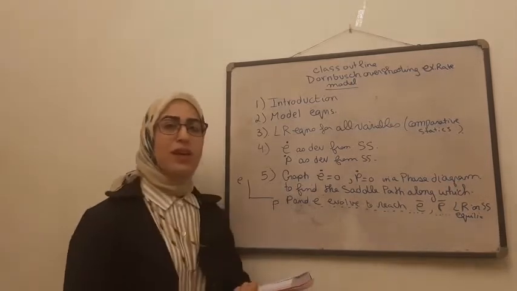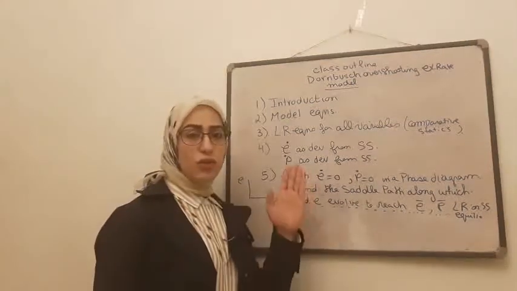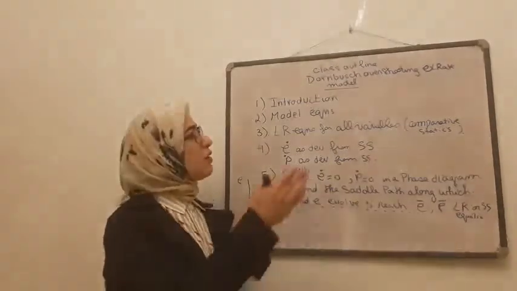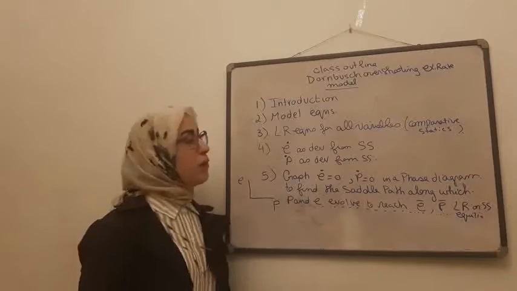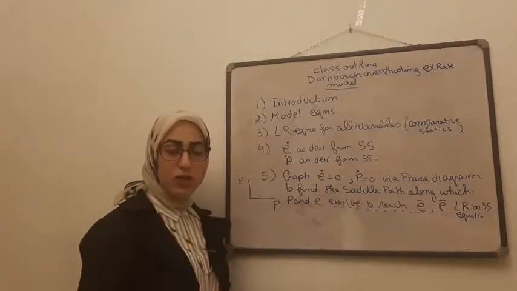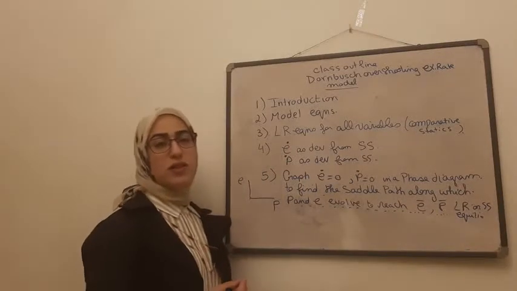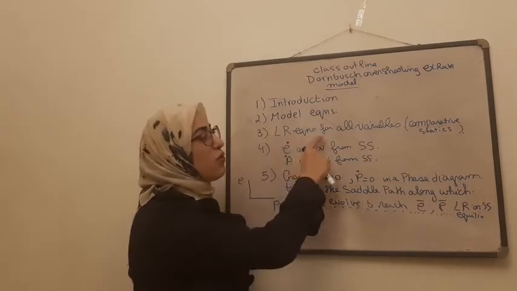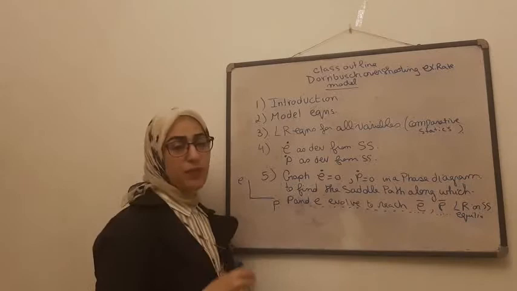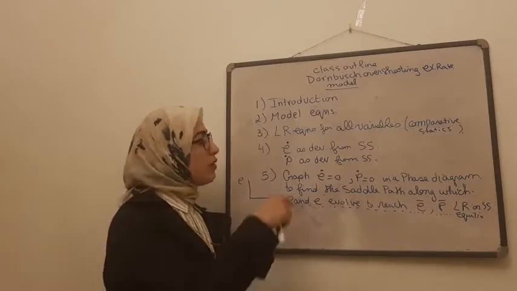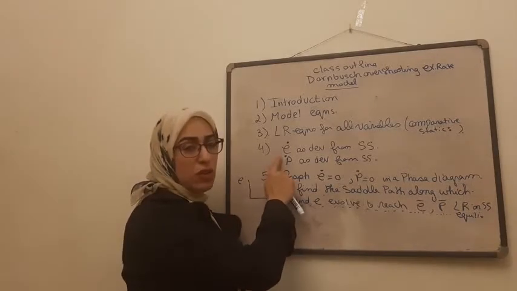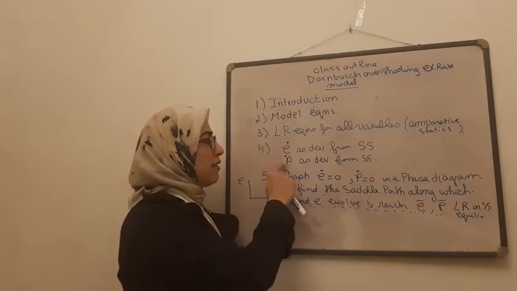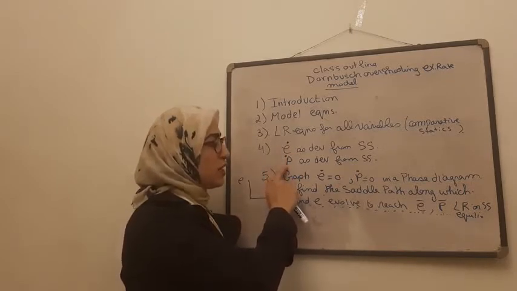السلام عليكم. النهاردة هنعمل مع بعض Dornbusch overshooting exchange rate model. هنبدأ بـ an introduction about the model and then we're going to put the model equations ونستعمل model equations إن احنا نشوف long run equations of all variables, and then we will derive an equation for E dot, the rate of change of the nominal exchange rate, and another equation for P dot.